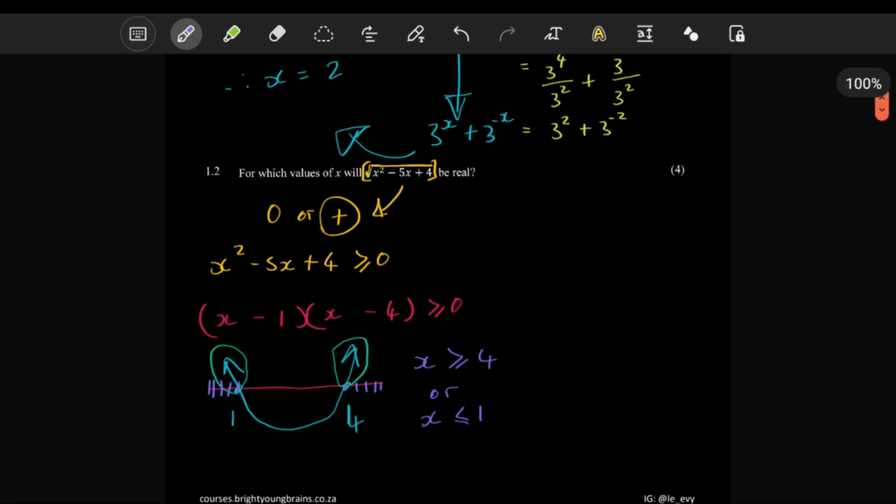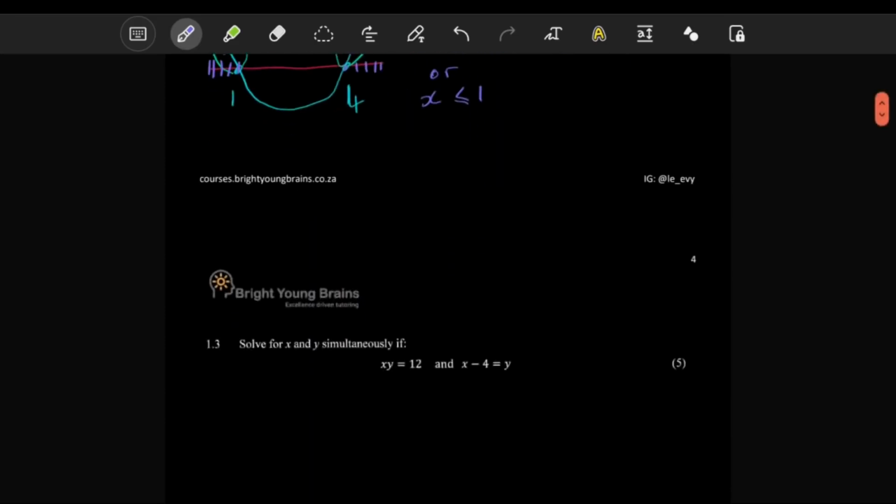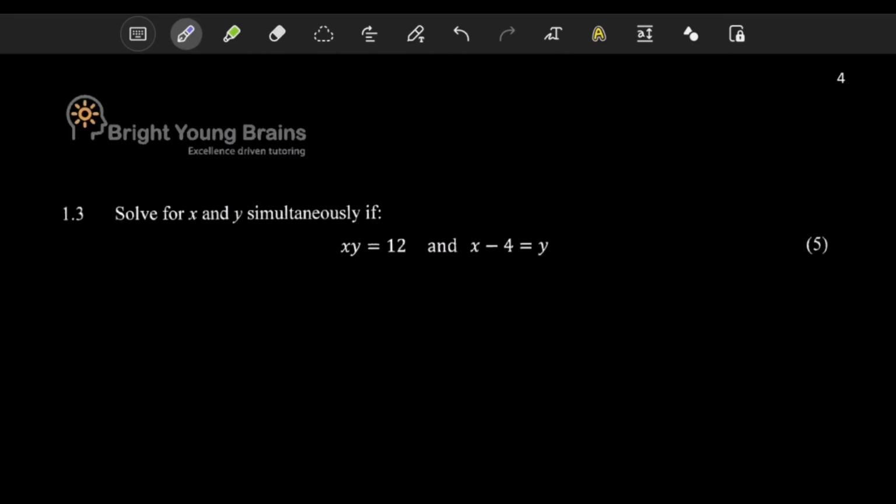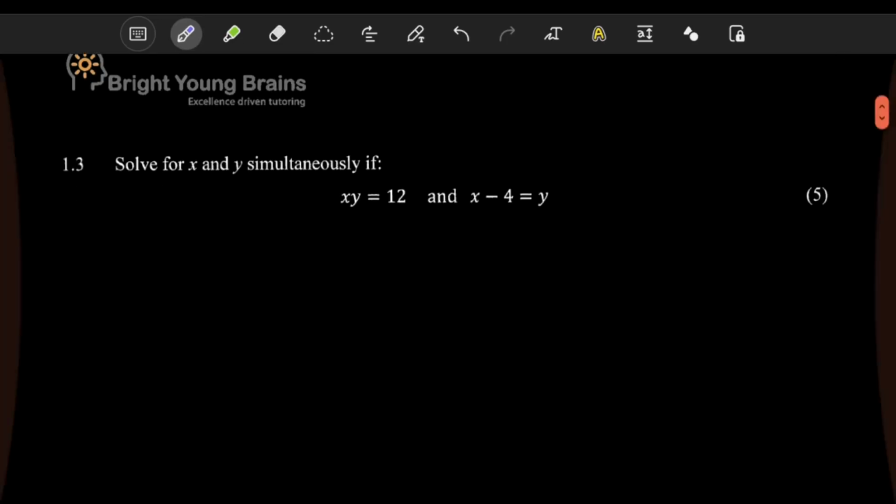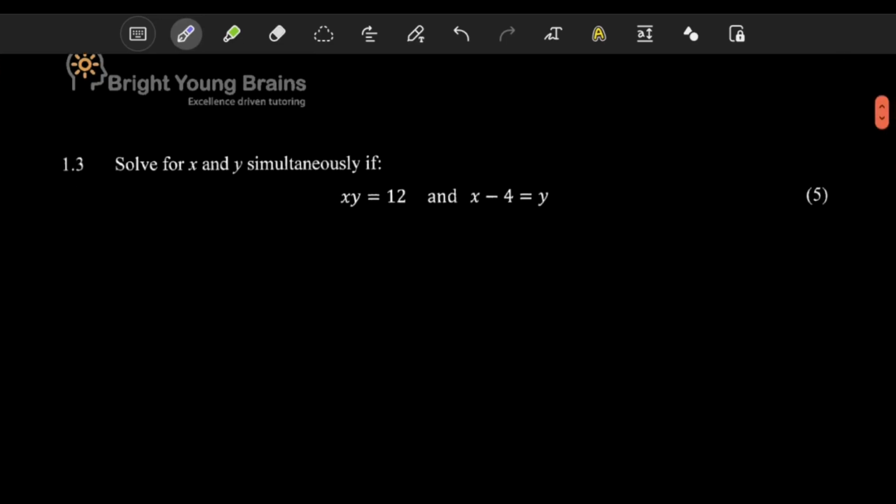And then this is your answer for 4 marks there. It's a 1.1 question. It's a normal inequalities question. Nothing crazy about this kind of a question. You just have to think normally, and do not panic. Anyways, here it says that we should solve for x and y simultaneously if this is equal to 12 and if this is equal to y.